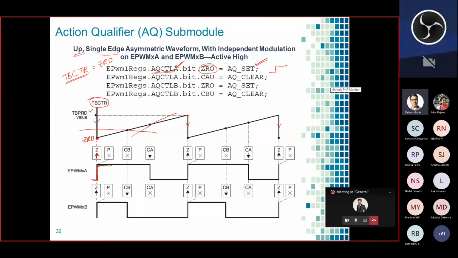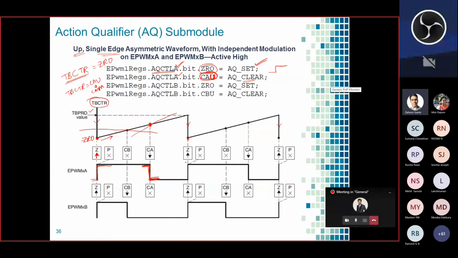Then next, the action qualifier for A again, CAU. A defines the A register and U defines up count. So when the counter is counting upwards and TBCTR attains the value of CAU, which is here, CMPA, that is compare A, it should clear. Now it is counting upwards from here, counting up, counting up, and when it attains this value, it says clear. That means when TBCTR is equal to CMPA, it is now cleared. This is how you generate the firing pulse for A.